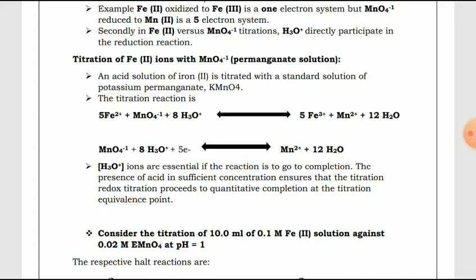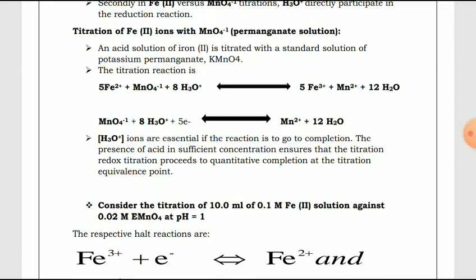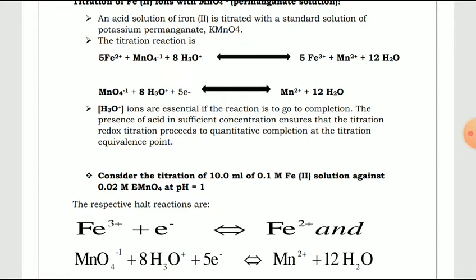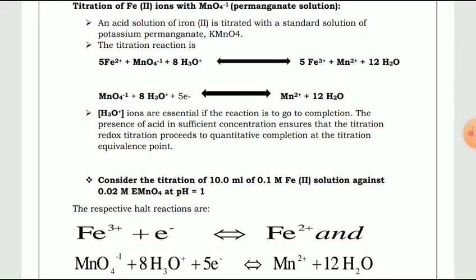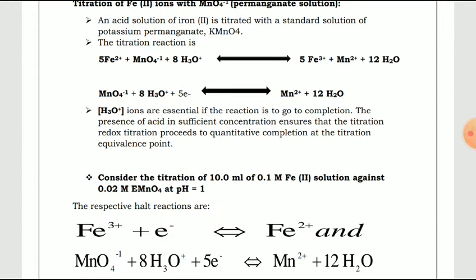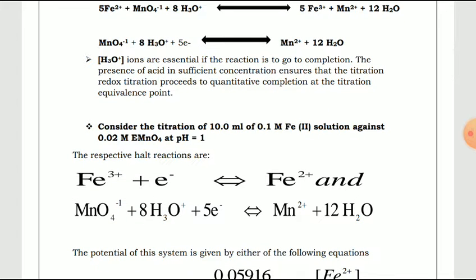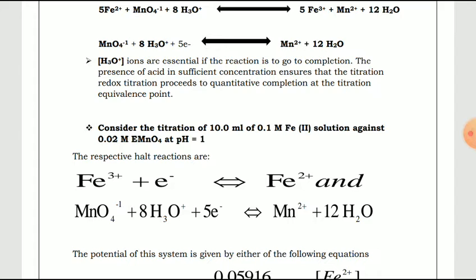The respective half reactions are: Fe3+ plus 1 electron gives Fe2+, that means Fe2+ gives 1 electron and is converted into Fe3+, which we have already seen in the previous example. This is the second half reaction: MnO4- plus 8 H3O+ plus 5 electrons gives Mn2+ plus 12 H2O. These are the two half cell reactions. The potential of the system is given by either of the following equations.